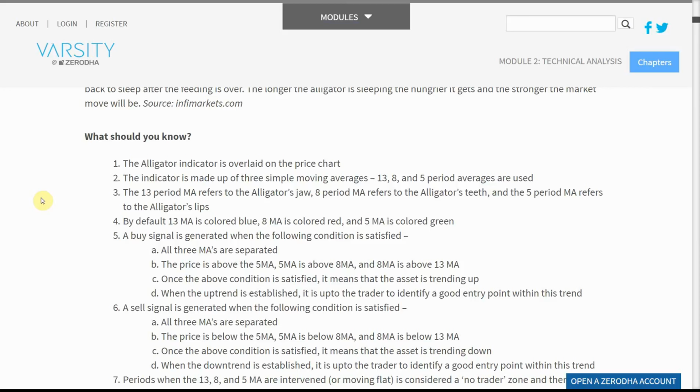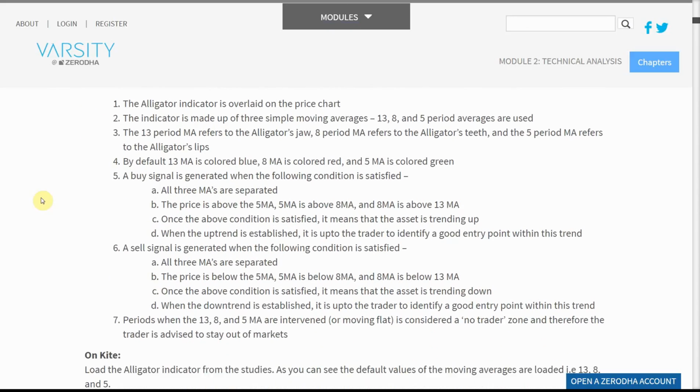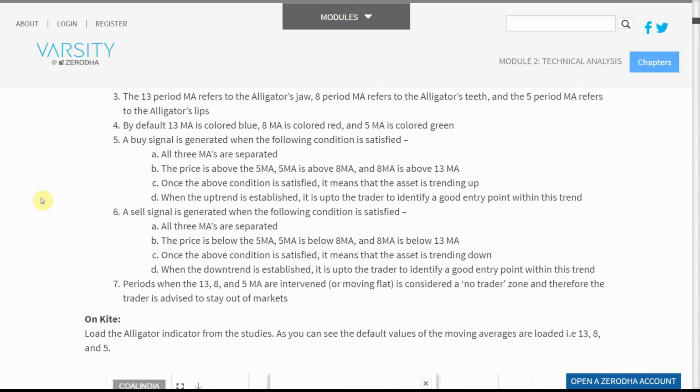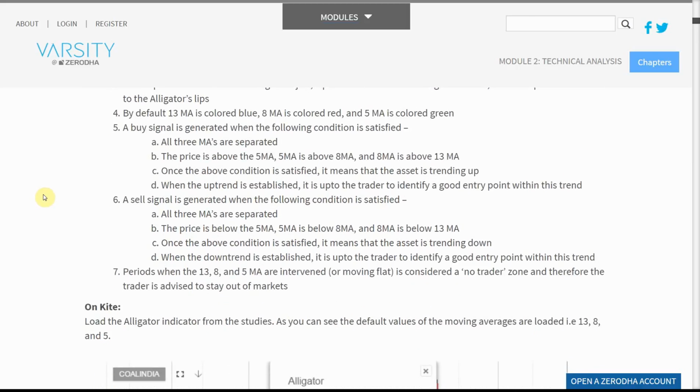A buy signal is generated when the following condition is satisfied. All three MAs are separated. The price is above the 5 MA. The 5 MA is above the 8 MA. And the 8 MA is above the 13 MA. Once the above condition is satisfied, it means that the asset is trending up. When the uptrend is established, it is up to the trader to identify a good entry point within this trend.